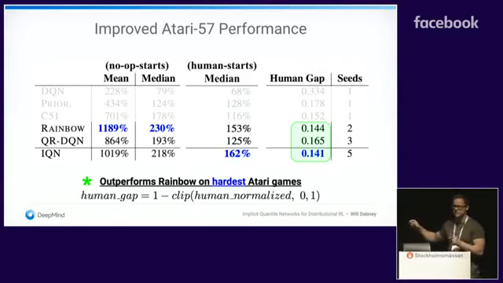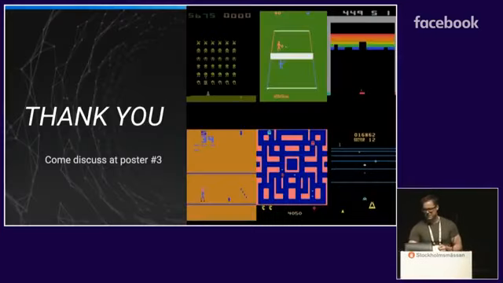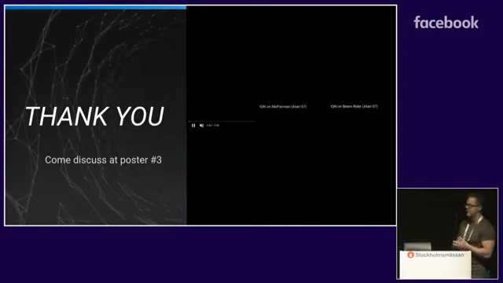What this tells us is that in the first two columns, the entire remaining gap between our algorithm and Rainbow is on the games where you're already superhuman. It's the games where you're already very, very good, and Rainbow is a bit better at eking out that last bit of performance. Thank you very much. Come see the poster tonight at number 3.